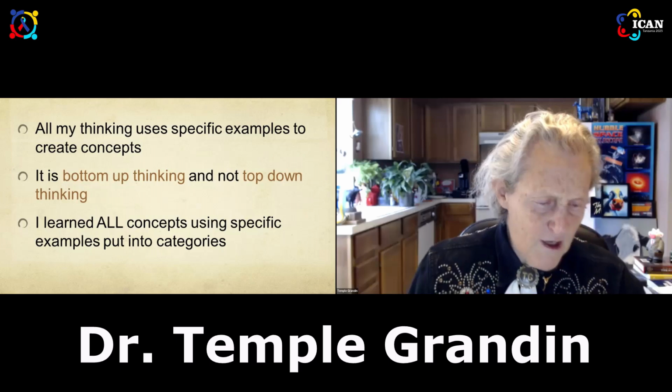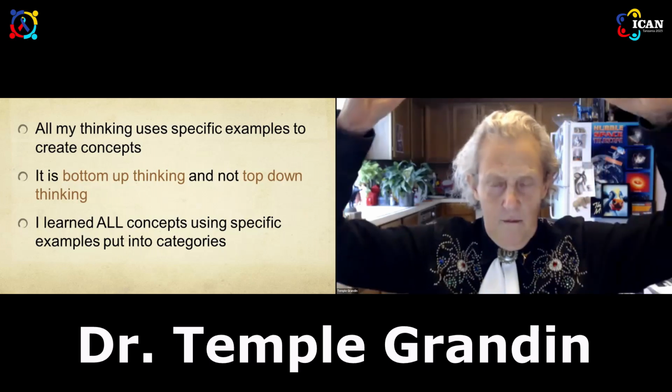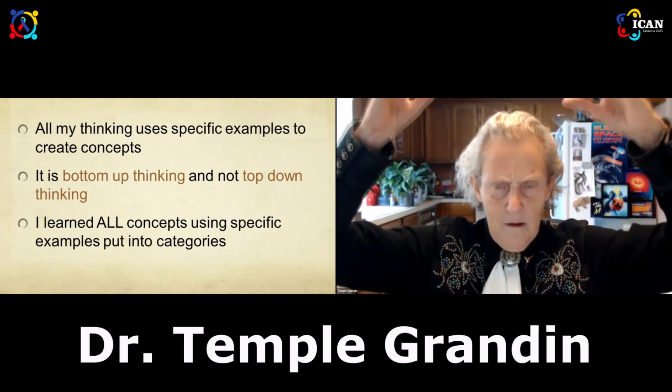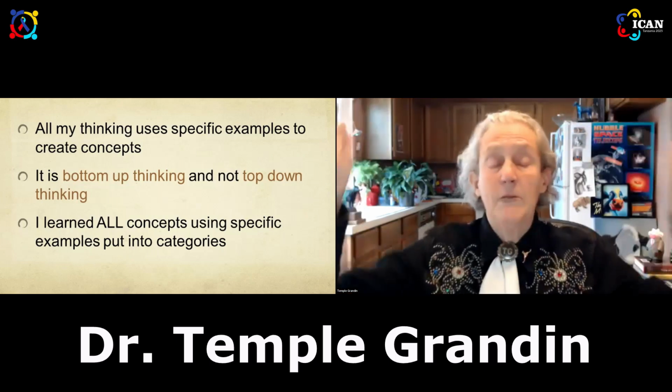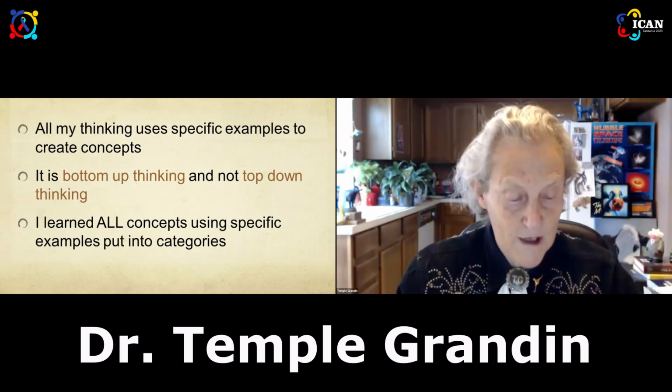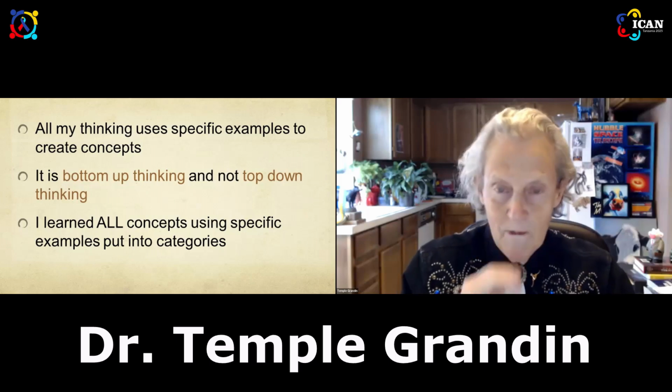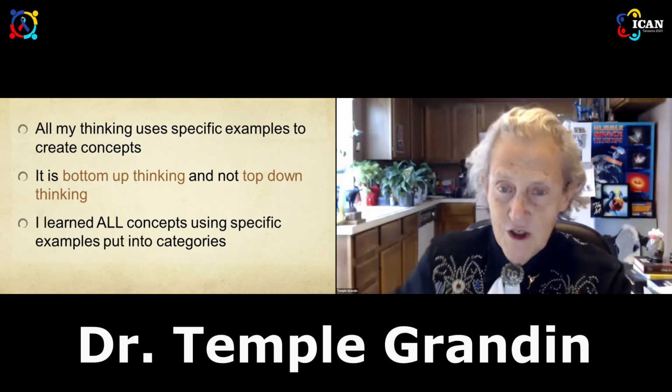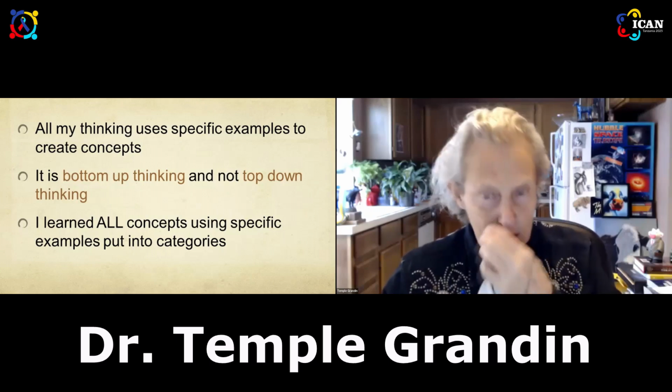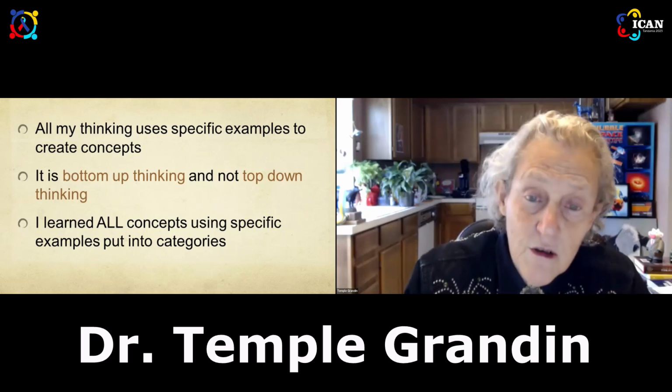Let's talk about the next slide about bottom-up thinking. Okay, verbal thinkers will get a top-down concept, like maybe let's have an inclusive classroom, for example. All right, that's a good thing to have. I want to see autistic kids mainstreamed into a regular classroom. But how do we do it?